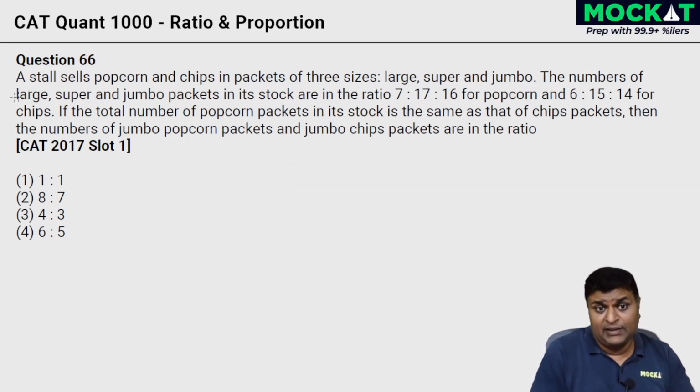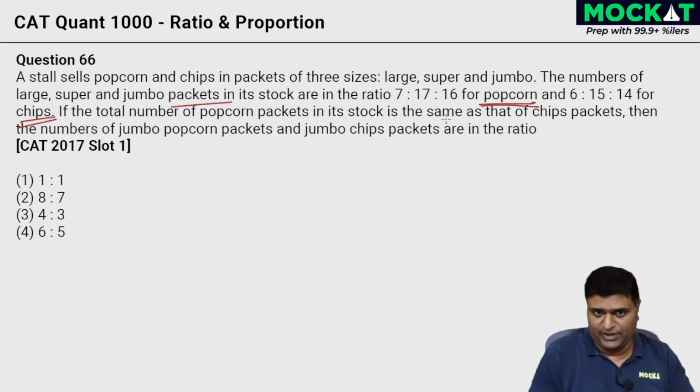Okay, let's look at the next one. A stall sells popcorn and chips in packets of 3 sizes: large, super, and jumbo. The number of large, super, and jumbo packets in its stock are in the ratio 7:17:16 for popcorn, and 6:15:14 for chips, the other item. Both of them are given in terms of the sizes, 3 different packet sizes for each item.